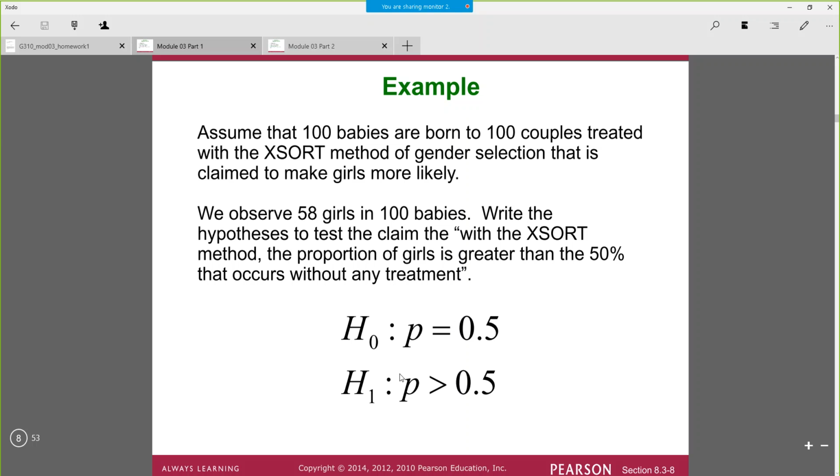Alternatively, with the XOR method, the claim is that the proportion of girls, so let's say this p stands for the proportion of girls, is going to be greater than 50%, so the greater than sign. I knew it's going to be a greater than sign here because the problem says greater than 50%. If the problem had said less than, then it would be less than here. And if the problem had said the proportion of girls is not 50%, it doesn't say greater or less than, then this will be not equal to. So that's how I know which symbol to use down here.